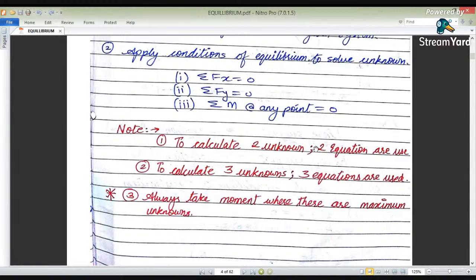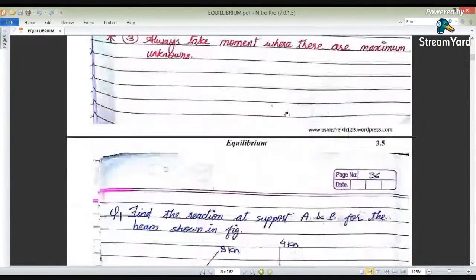Okay. Again, most important is to calculate the unknowns. For two unknowns, two equations are required, and for three unknowns, three equations are required. That means if the unknowns are three, all three equations will be used. If the unknowns are two, out of these three, any two equations will be used. Or if the unknown is one, out of these three, any one equation will be used as per the requirements. Okay. So depending upon the number of unknowns, these equations will be used. The equilibrium equations will be used depending upon the number of unknowns.